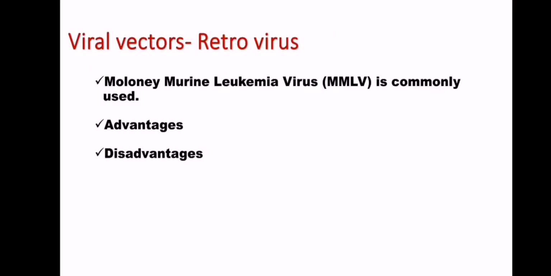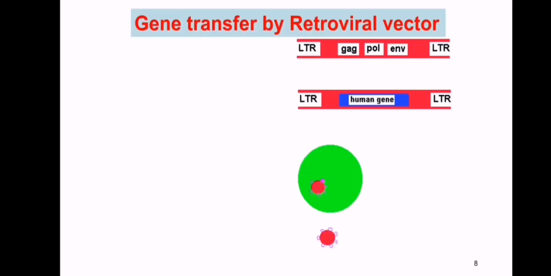Coming to the retrovirus as a viral vector, this is a very important topic and commonly asked in exams. The most commonly used retrovirus is MMLV. We have to include the advantages and disadvantages of it, and that completes the answer to the question. Gene transfer by retroviral vector.